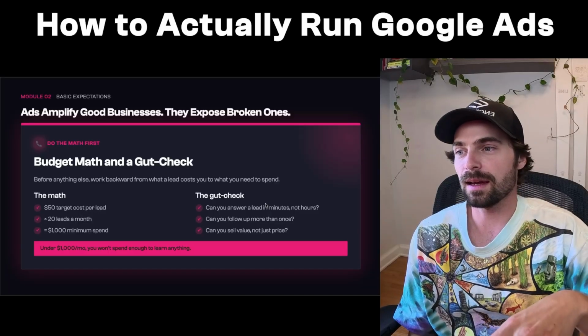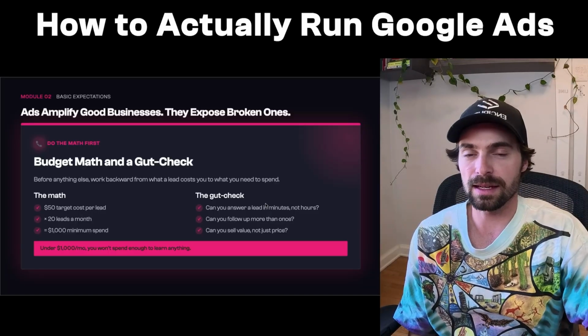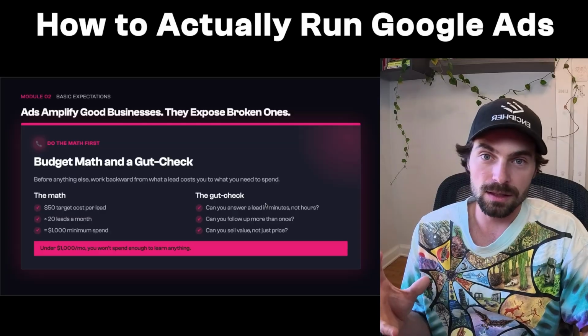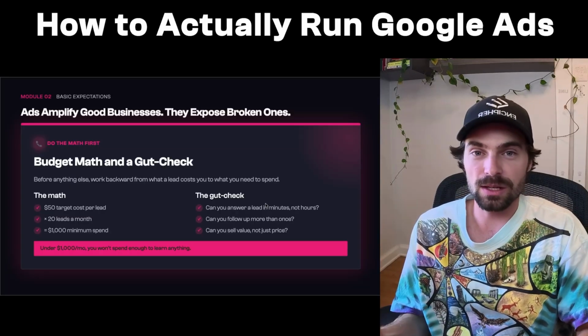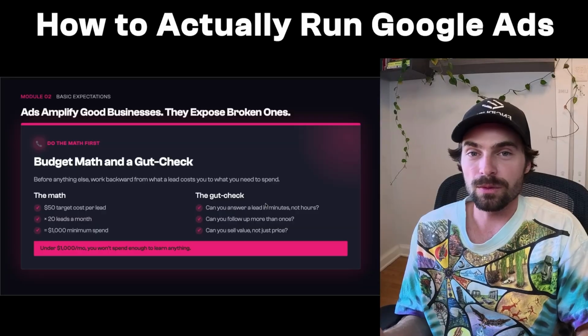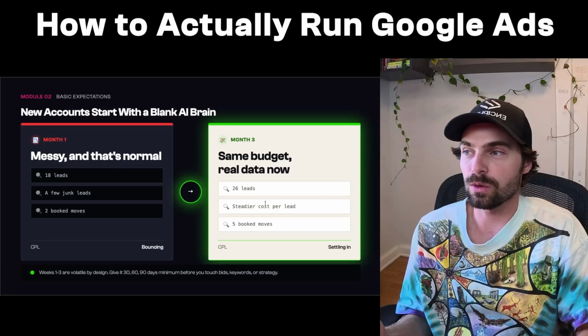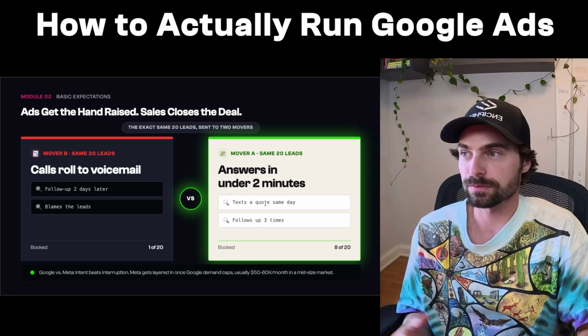So that's a very important gut check to have with yourself: do you have a good business? Do you have, one, something that people want to buy and you provide genuine value? And two, are you dialed in enough on the back end to make Google Ads actually work for you?